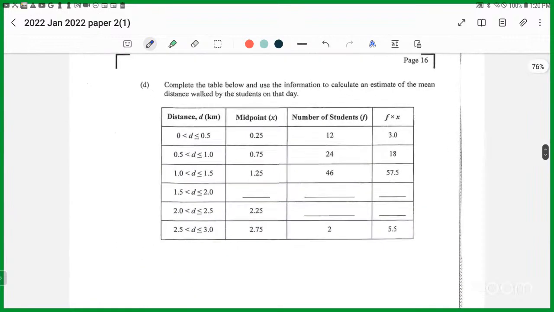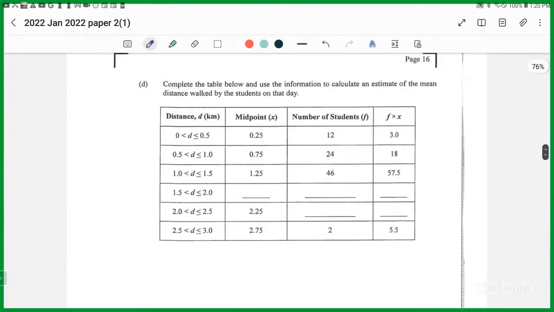Down here now, it says complete the table below and use the information to calculate an estimate of the mean distance walked by the students on that day. All right, so these are the midpoint values. If you notice, these values are going up by 0.5. These values are going up by 0.5. So the midpoint values are also going up by 0.5. So you can fill in this one easily.